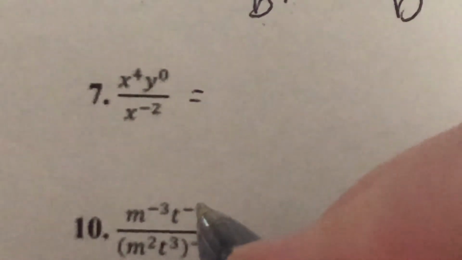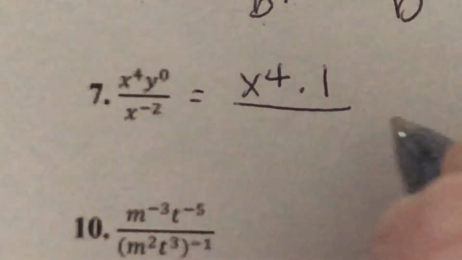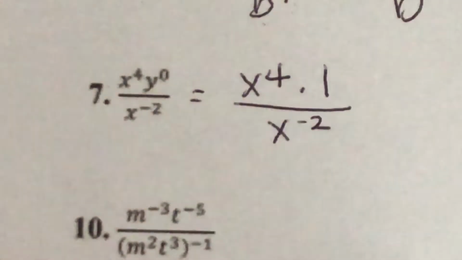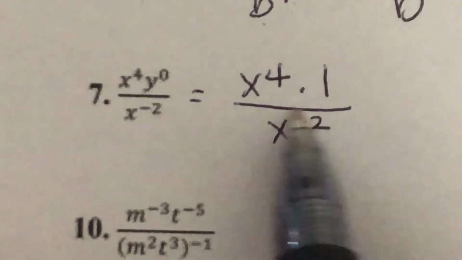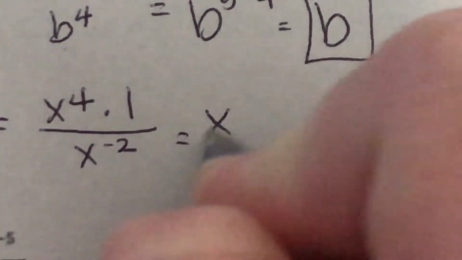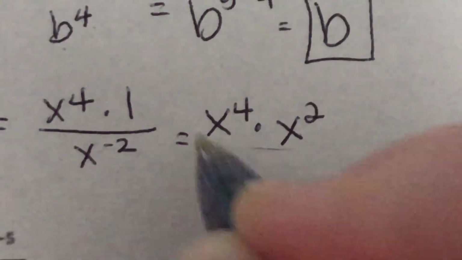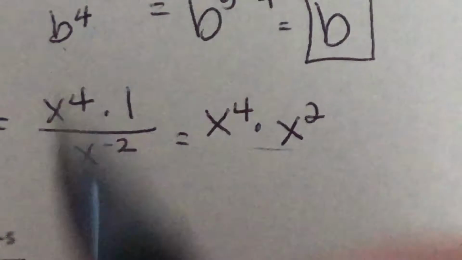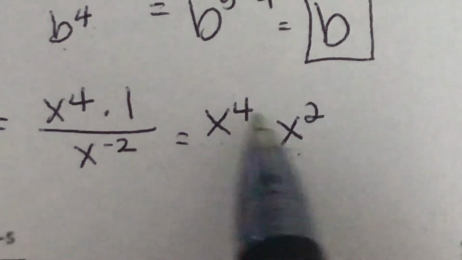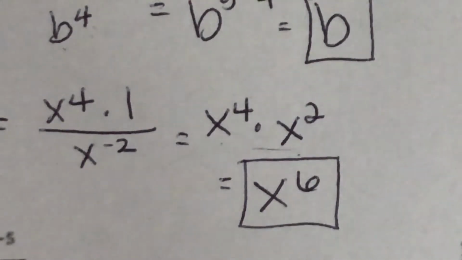We can do this one. So y to the 0 is just 1. This becomes x to the 4th times 1 over x to the negative 2. And then I see that this negative guy is in the wrong spot, so it needs to come up to the top, right? So it needs to be x to the 4th times x squared all over 1. And if all I have on the bottom is 1, I don't have to write it. And then when I multiply bases, I add exponents. 4 plus 2 is 6, so my answer is x to the 6th power. Easy enough.